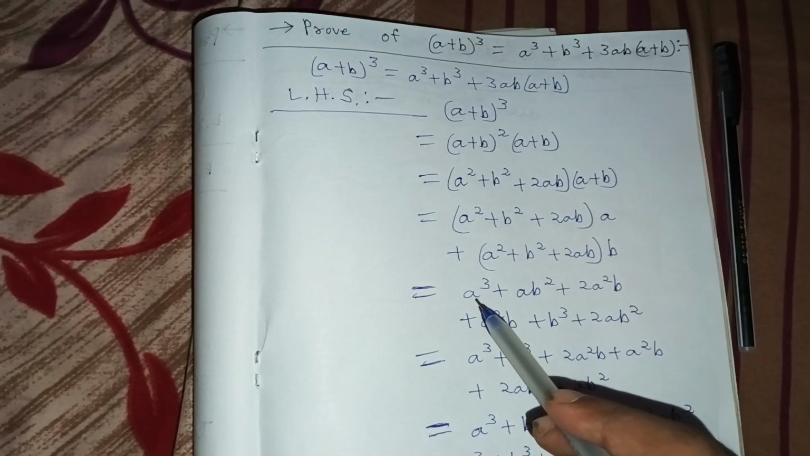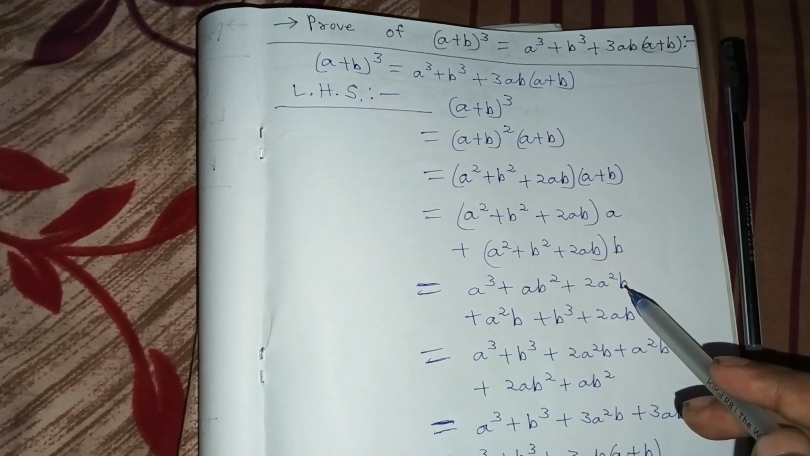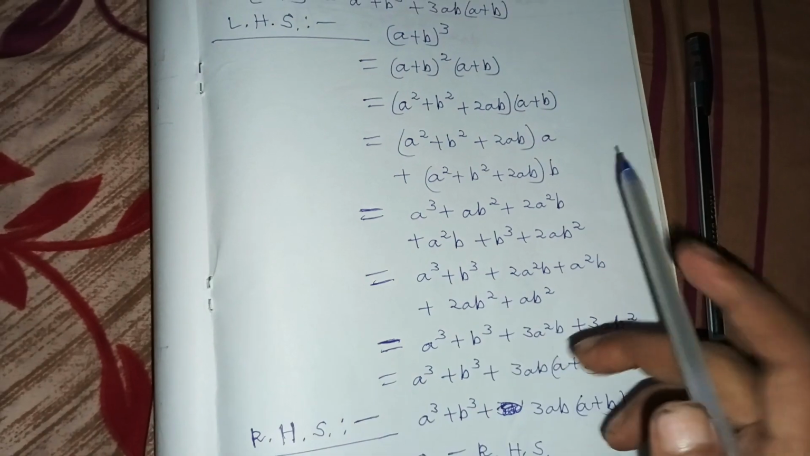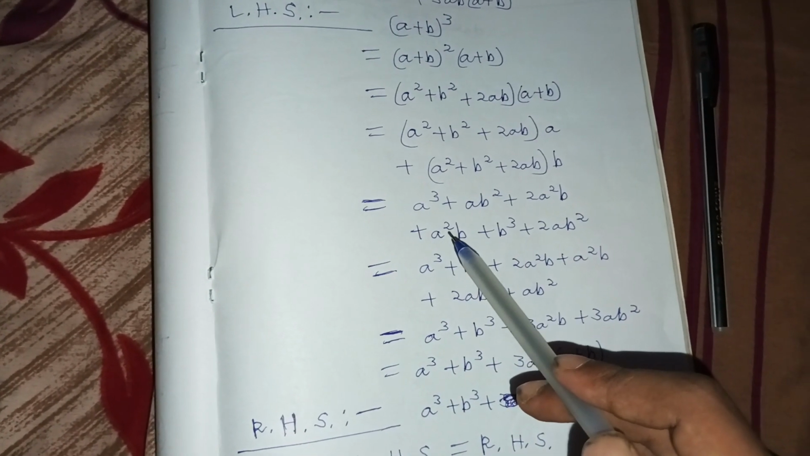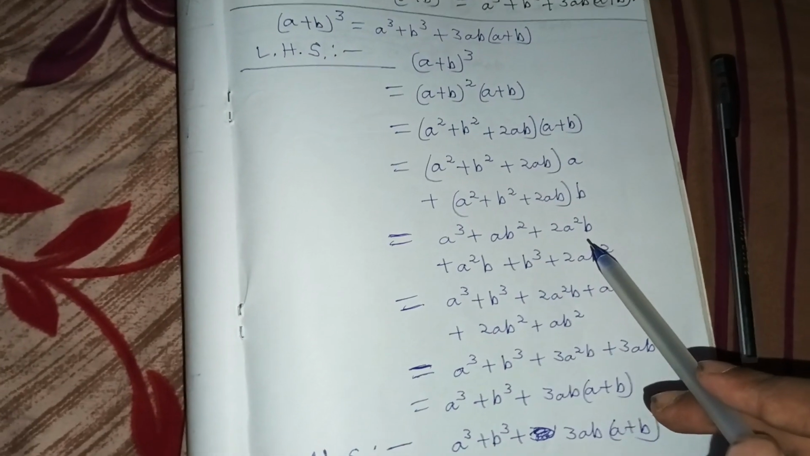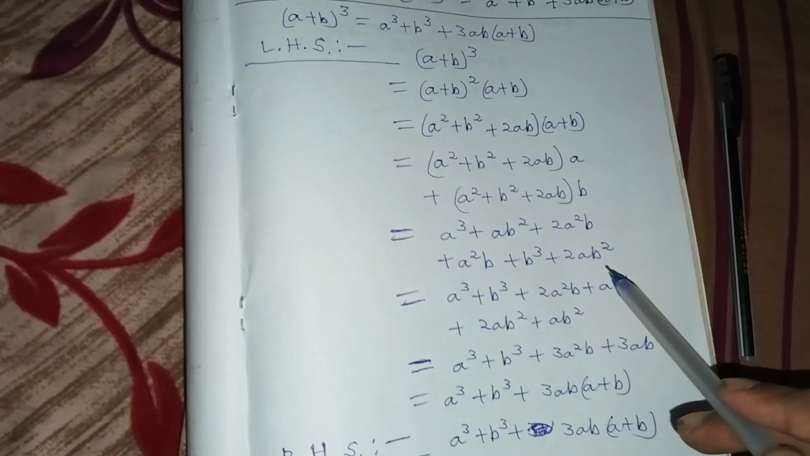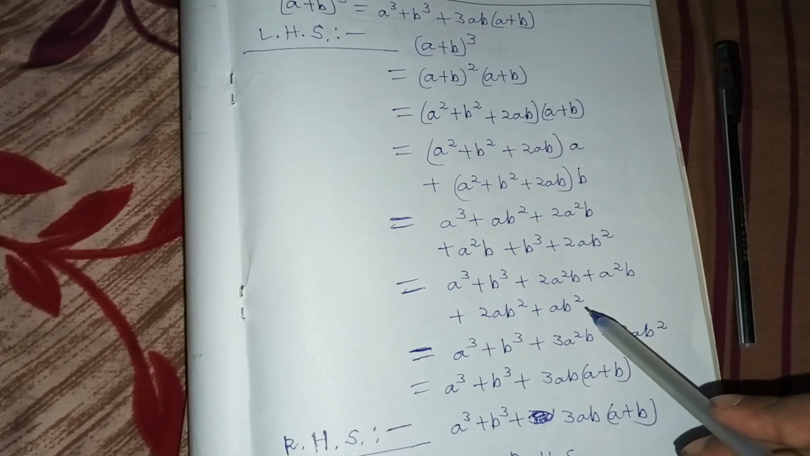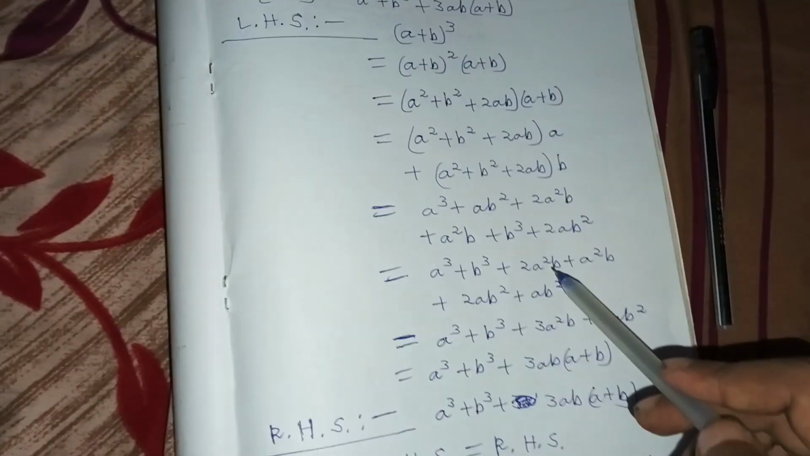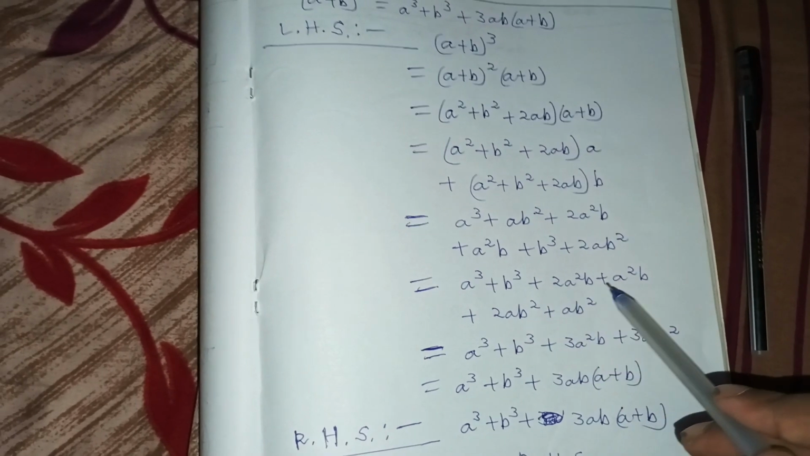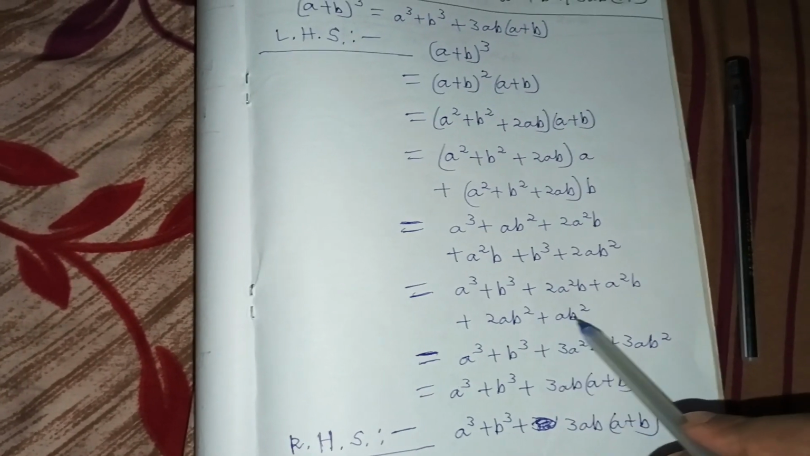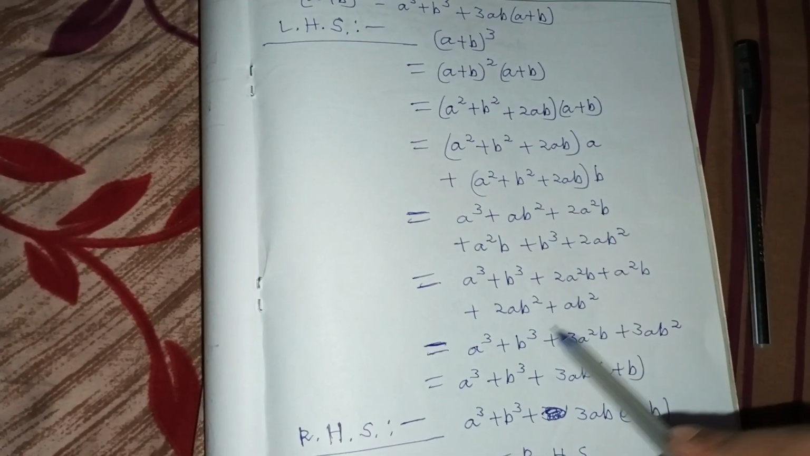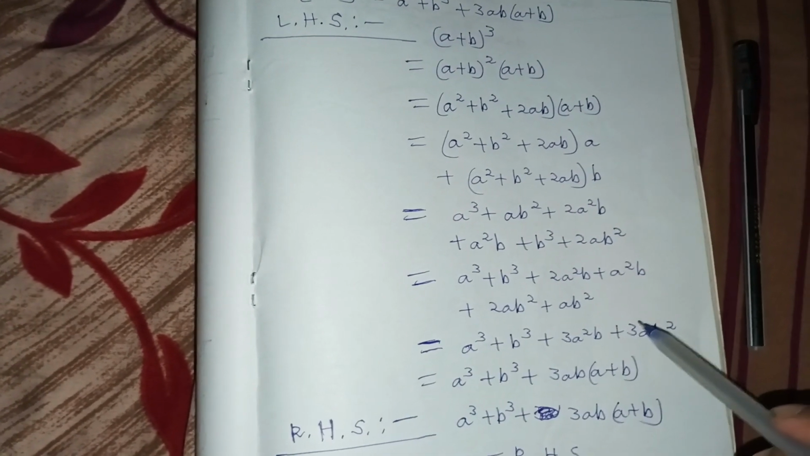So now we have a³ + ab² + 2a²b + a²b + b³ + 2ab². Now by doing suitable rearrangement, this can be written as a³ + b³ + 2a²b + a²b + 2ab² + ab². Here 2a²b + a²b will be 3a²b, and 2ab² + ab² will be 3ab². So this will be a³ + b³ + 3a²b + 3ab².